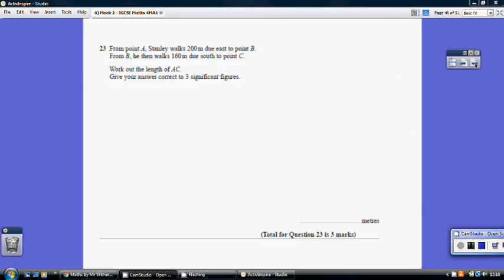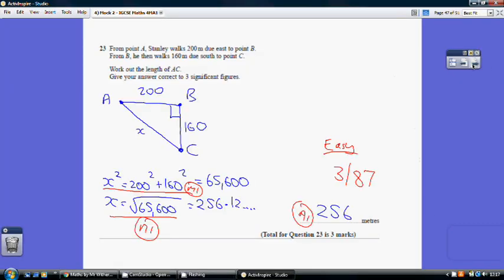Question 23. So to gather our thoughts here, I think it's best just to start off with the diagram. So from point A, Stanley walks 200 meters due east to point B, so that's going to the right. And then from B, he then walks 160 due south down to C. So from B, we go 160 downwards to C, and we're asked to work out the length of AC.